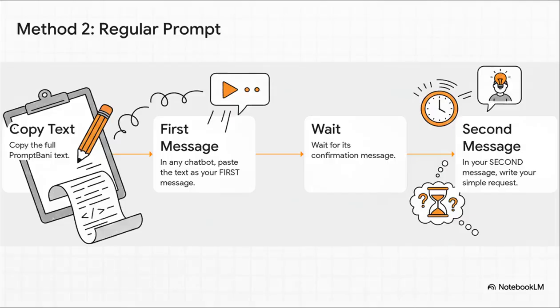But hey, what if your favorite chatbot doesn't have a system prompt section? No sweat. For method 2, you just copy that entire Promptbani text and paste it as your very first message in the chat. Wait for it to say, "Okay, I'm ready," and then you send your simple request as your second message. It works pretty much the same way.